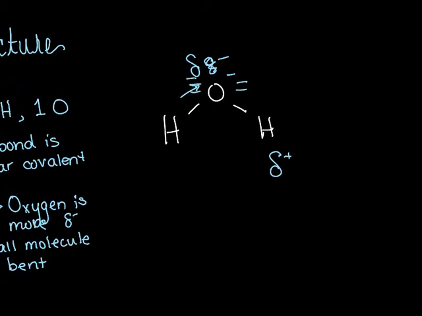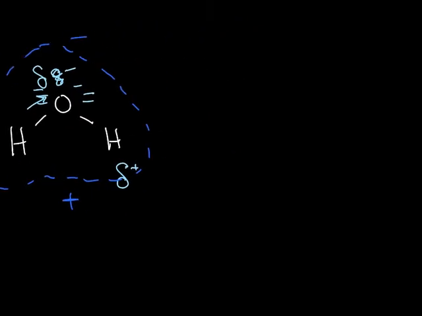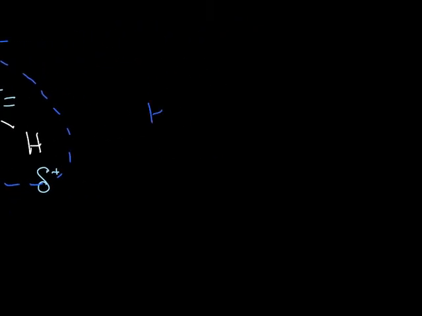The overall effect of this is that the molecule as a whole has a much more positive side on one end and a negative side on the other. And molecules of water will orient themselves in a way that the positives and the negatives are aligned towards each other, forming weak bonds, HOH, between each one. And these weak bonds are going to be called hydrogen bonds.